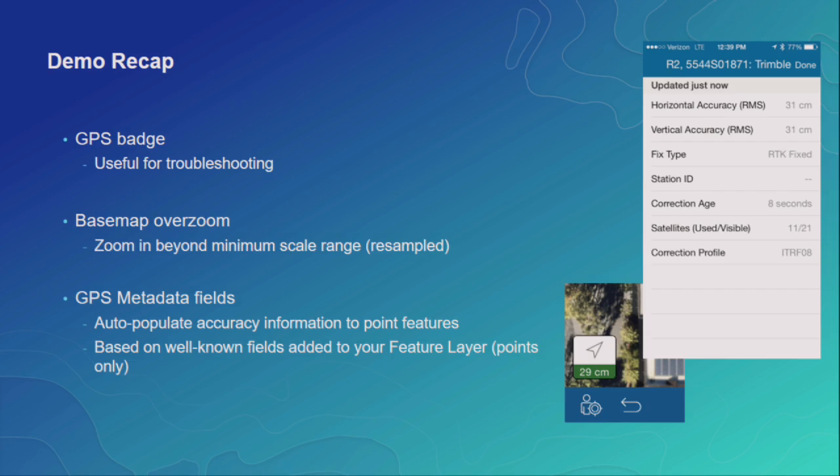And then the GPS metadata fields: you want to capture that raw GPS information from the receiver and attach it to each of your point features. So then you can, like Morgan said, go back in and QC it and find out, hey, this one is not the right fix type. Let's recollect this one, or we need to tighten up our accuracy a little bit with maybe a correction service or things of that nature.